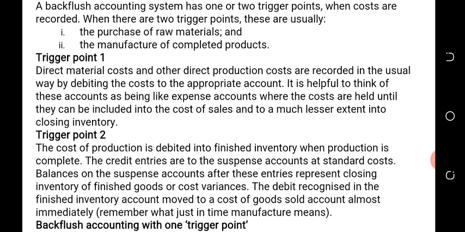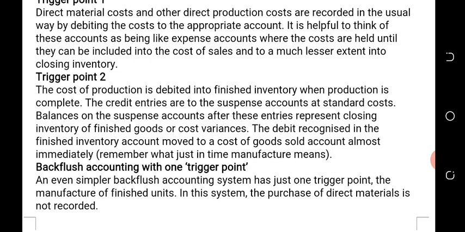Now trigger point two is for cost of production to finished goods. Trigger point two is equal to finished goods when production is completed. So when you complete your production, then you open a trigger point two, and trigger point two is for finished goods. The credit entry goes to the suspense account at standard cost. So when you finish goods, you have to credit it, which is the standard cost of production times what is being dispatched, that is, what is being sold.